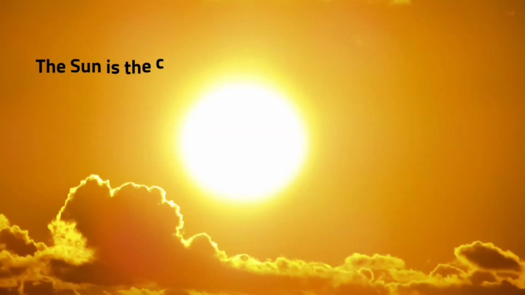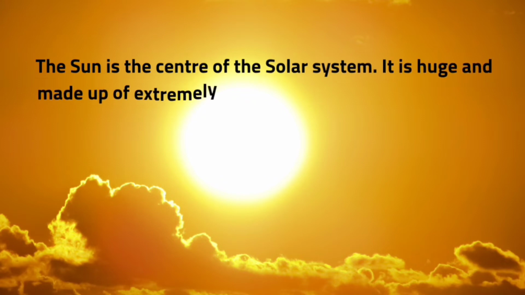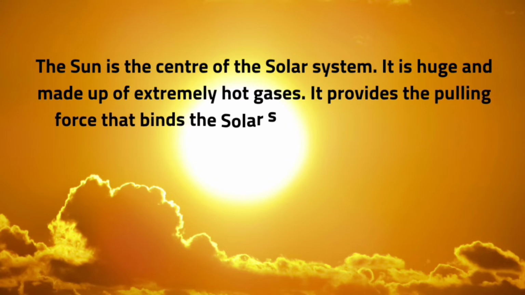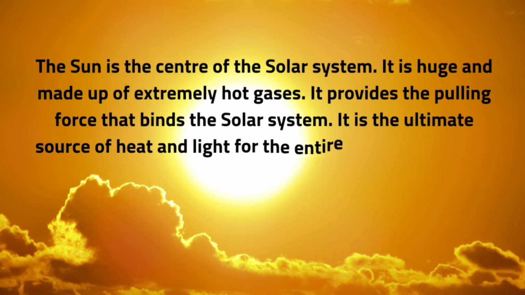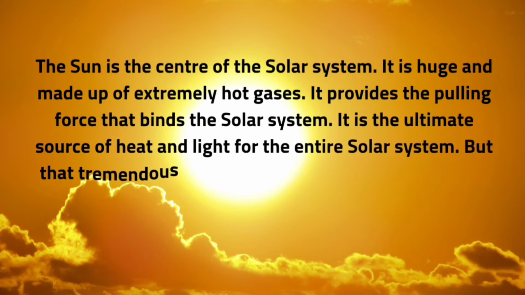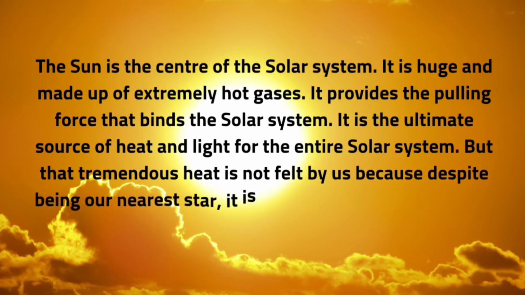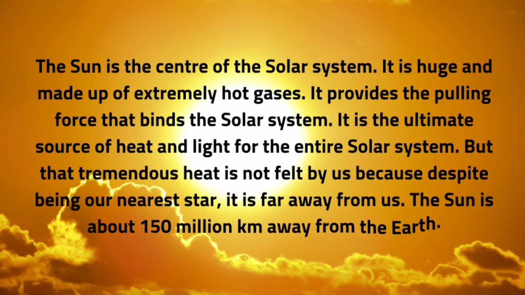The sun is the center of the solar system. It is huge and made up of extremely hot gases. It provides the pulling force that binds the solar system. It is the ultimate source of heat and light for the entire solar system. But that tremendous heat is not felt by us because, despite being our nearest star, it is far away from us. The sun is about 150 million kilometers away from the earth. That's why we cannot feel that much heat.